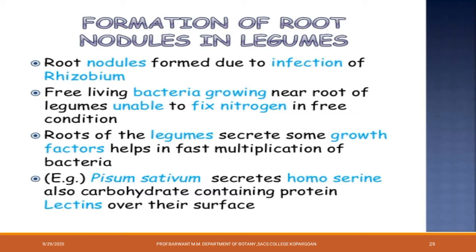Note that the nitrogen present in the soil cannot be absorbed by the root or the plant directly. For that purpose, bacteria enter the root and get shelter in the root, and the bacteria have the ability to fix that nitrogen into ammonia.